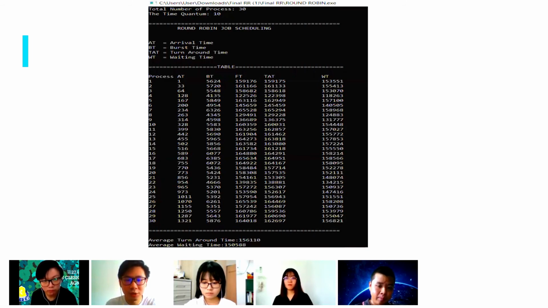The total number of jobs involved is 13. The time quantum is set as 10. But in our algorithm, we only code for counting the total burst time for each job and do not include the IO burst time. The number of interrupts does not show in the result, but in general, it should happen in the job list. From the result, we know the average turnaround time is 156110 and the average waiting time is 150588. That's all from me. Now I will pass the mic to Miss Leong.